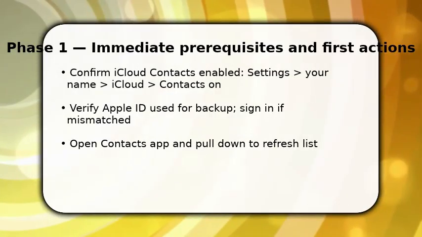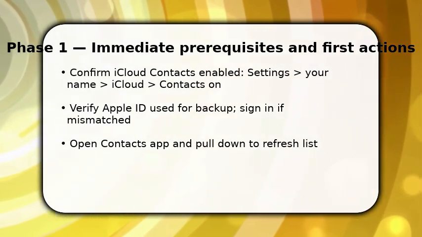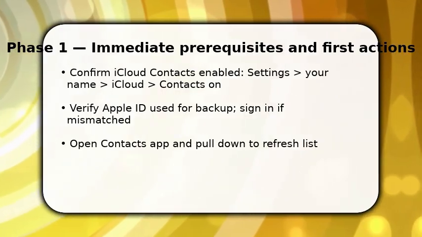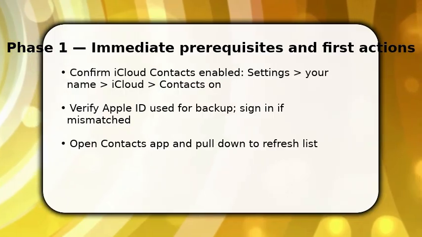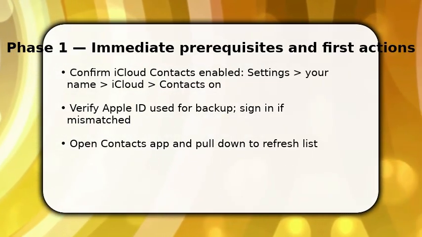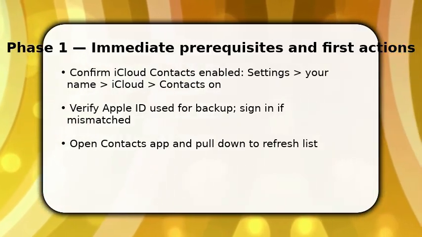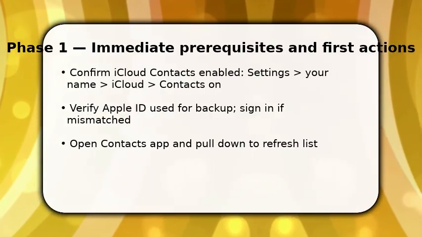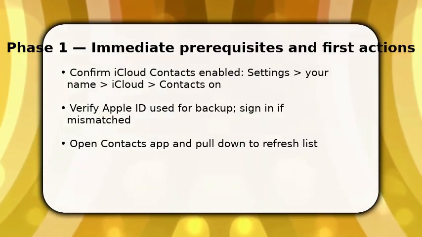You start by verifying that contacts sync with iCloud because that's the fastest recovery path. Go to Settings, tap your name, then iCloud, make sure Contacts is on, and that you're signed into the Apple ID linked to the lost number. Once done, open the Contacts app and pull down to refresh. This forces a sync. If Contacts was off, turn it on and wait. iCloud may restore deleted entries. This step prevents unnecessary restores from device backups later.